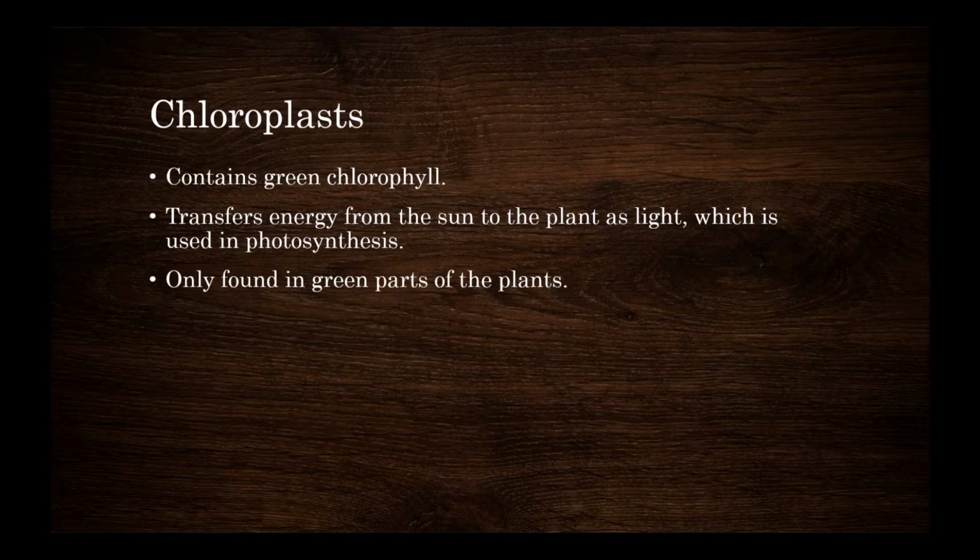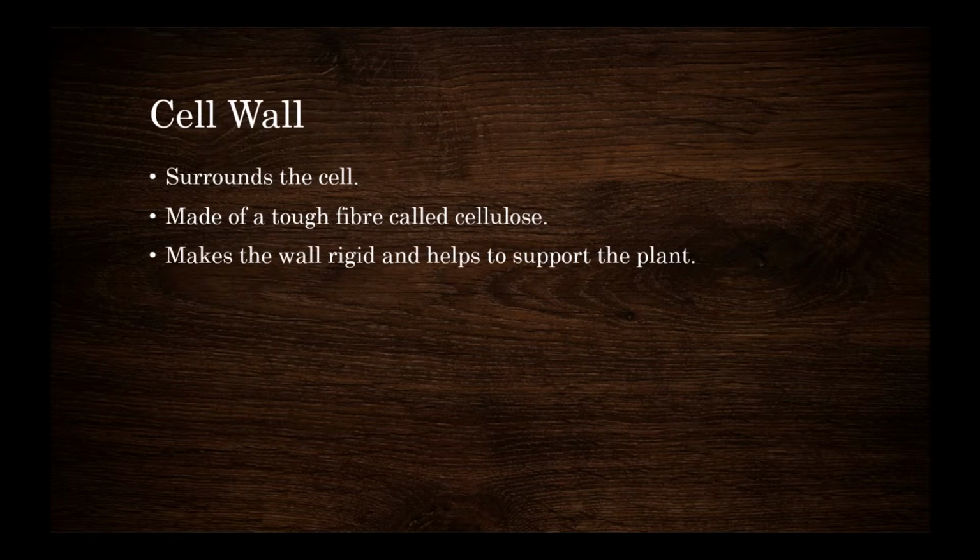Chloroplasts contain green chlorophyll, which transfers energy from the sun to the plant as light, and that is used in photosynthesis, which forms glucose, which is the plant's food. And chloroplasts are only found in green parts of the plant, and you can tell that because chloroplasts and the chlorophyll within them is what makes those parts of the plant green. So the cell wall surrounds the cell, and it's made of a tough fibre called cellulose, which makes the wall rigid and helps to support the plant.